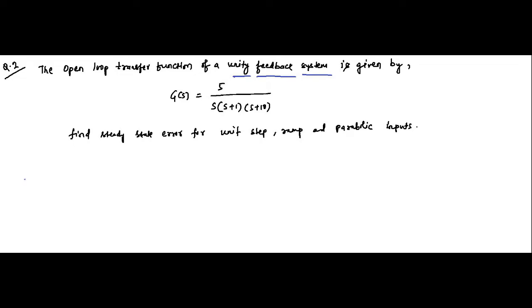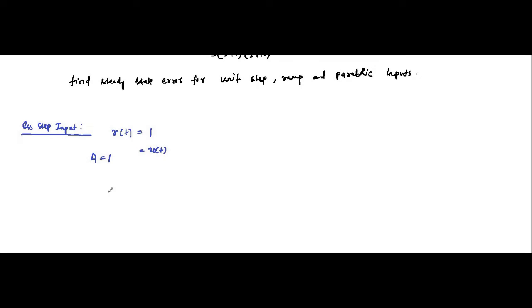First, the steady state error for step input. When step input comes into play, it means r(t) is equal to 1, or r(t) is equal to u(t). In that case, the value of A which we use in the error constant method is equal to 1. This is very important. Then we have to determine the position error coefficient or step error coefficient, whatever you wish to call it.